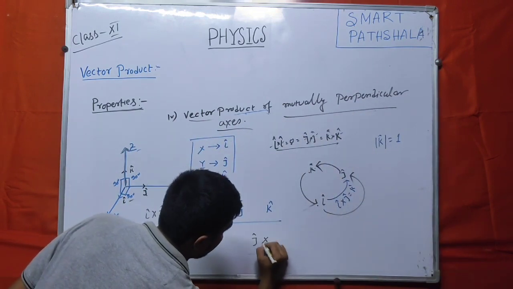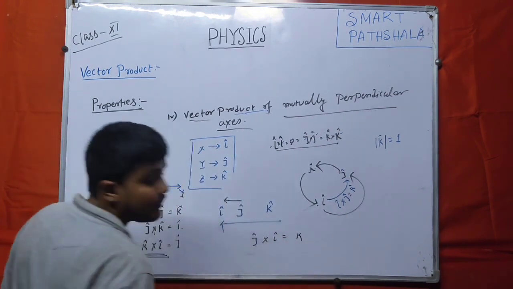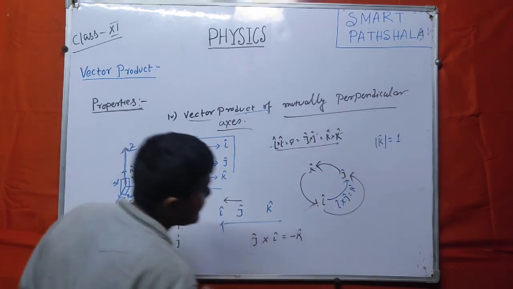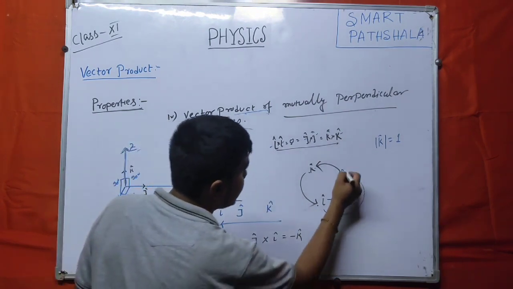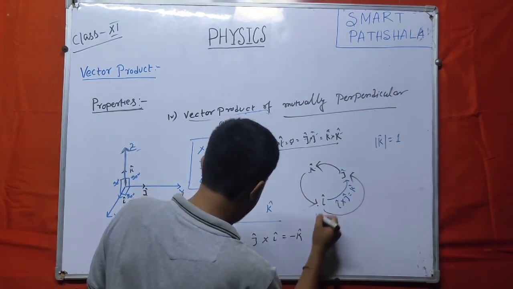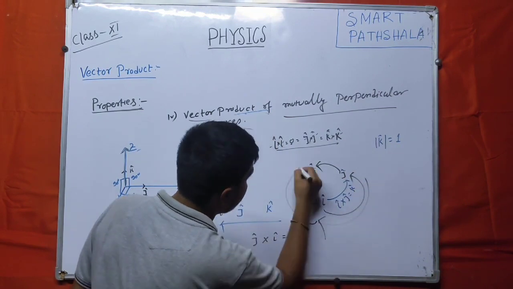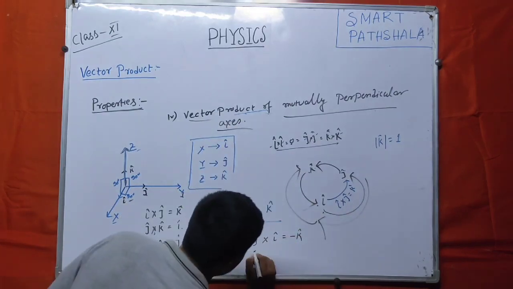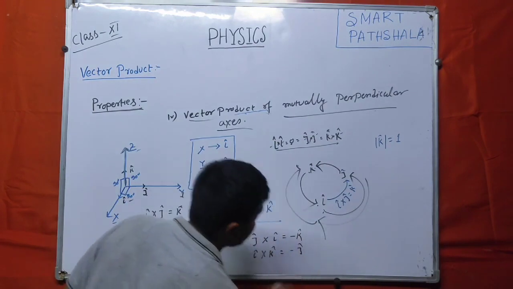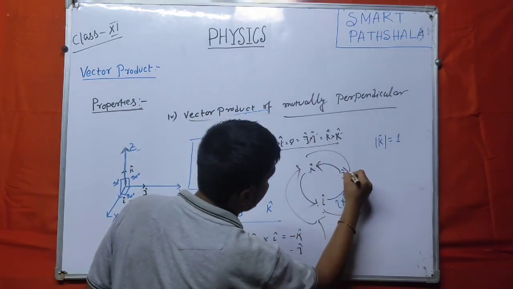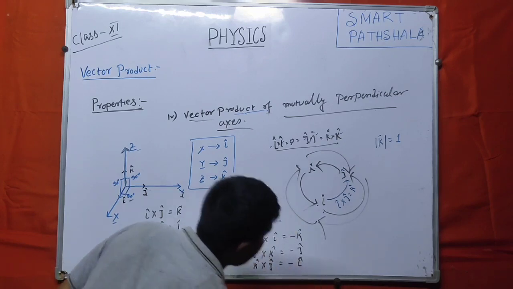J cap cross I cap will give us magnitude k cap, but you will have to put a negative sign because of the reverse direction. Similarly, we have already found j cap cross I cap. Then I cap cross k cap will give us minus j cap, and k cap cross j cap is equal to minus I cap.